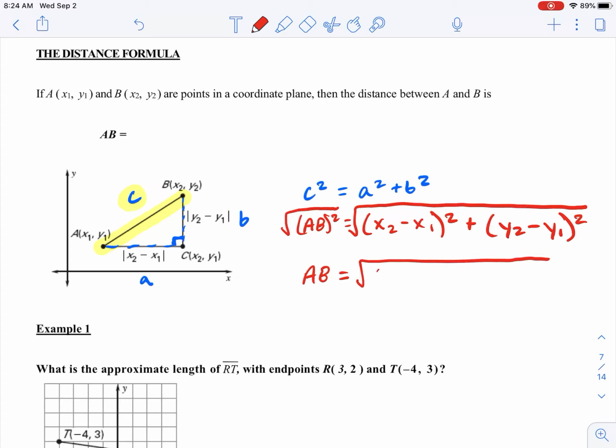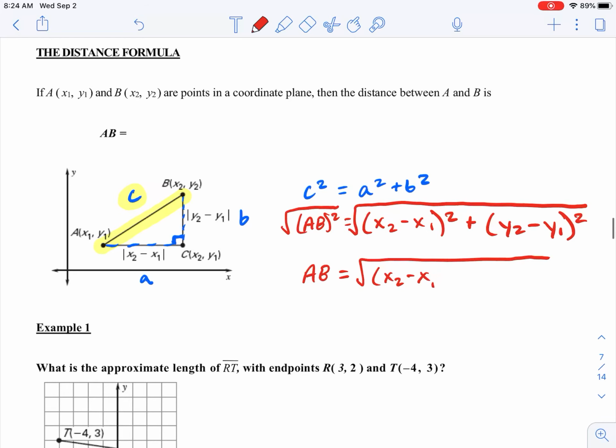Now this right here is our distance formula. x2 minus x1 squared plus y2 minus y1 squared, and all of this is underneath the radical.